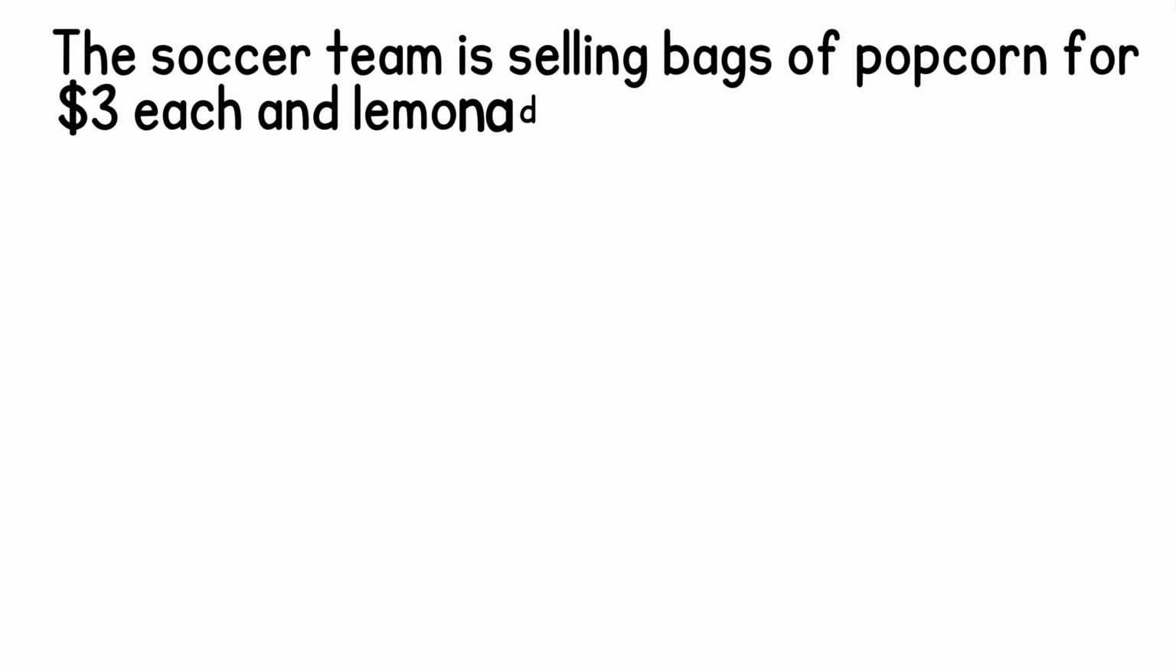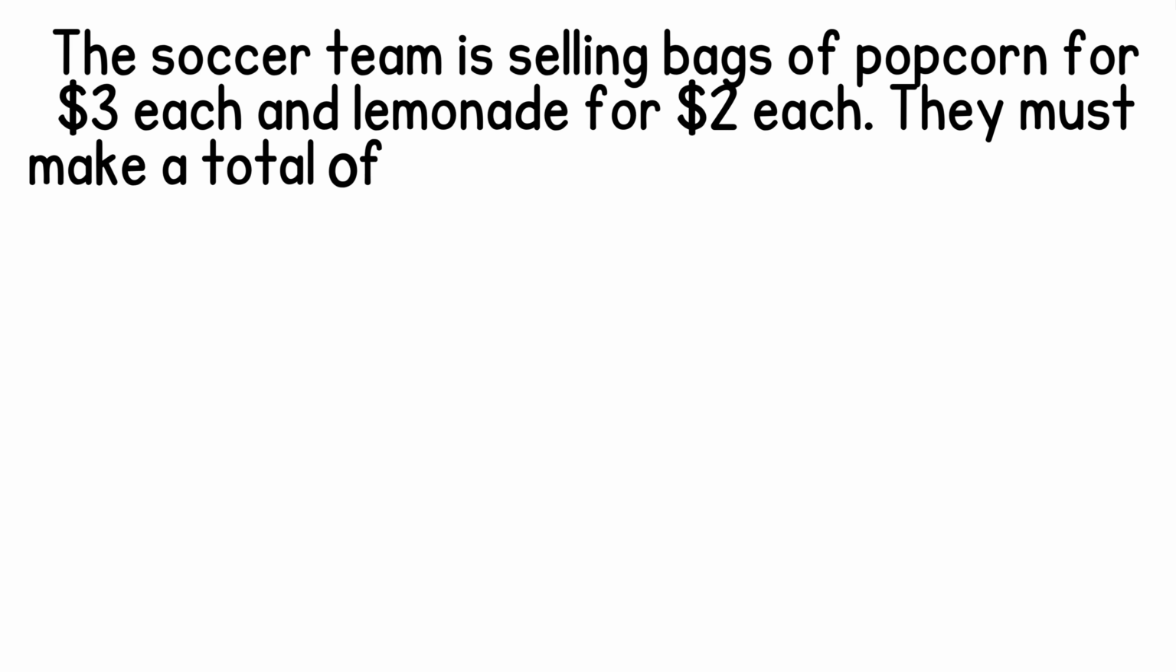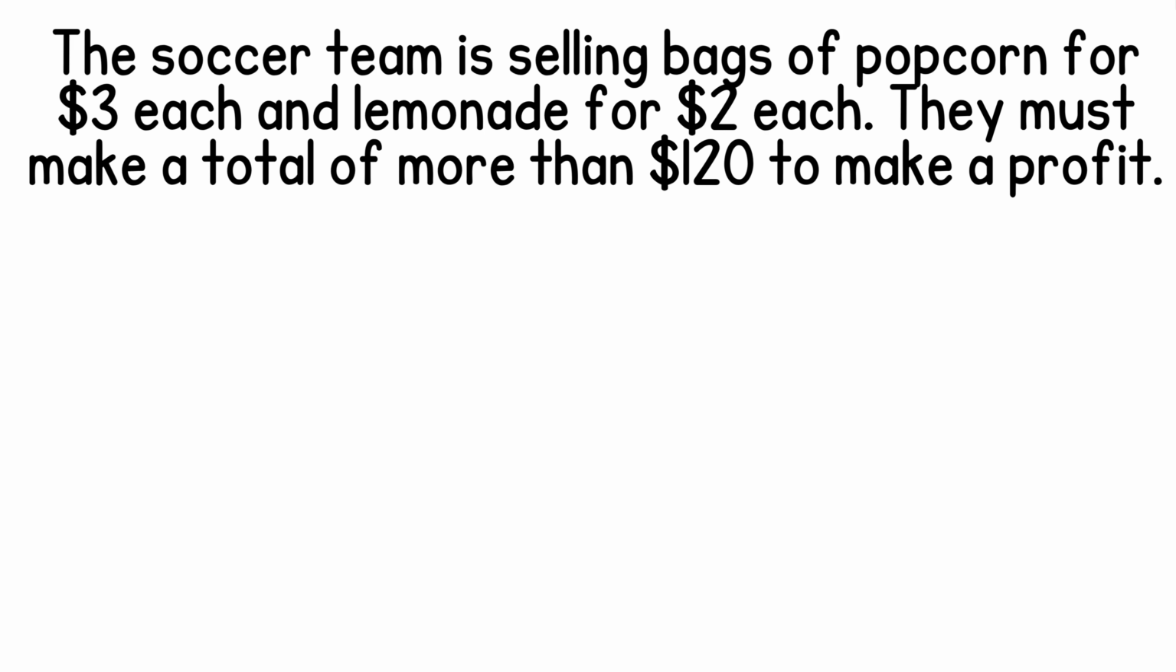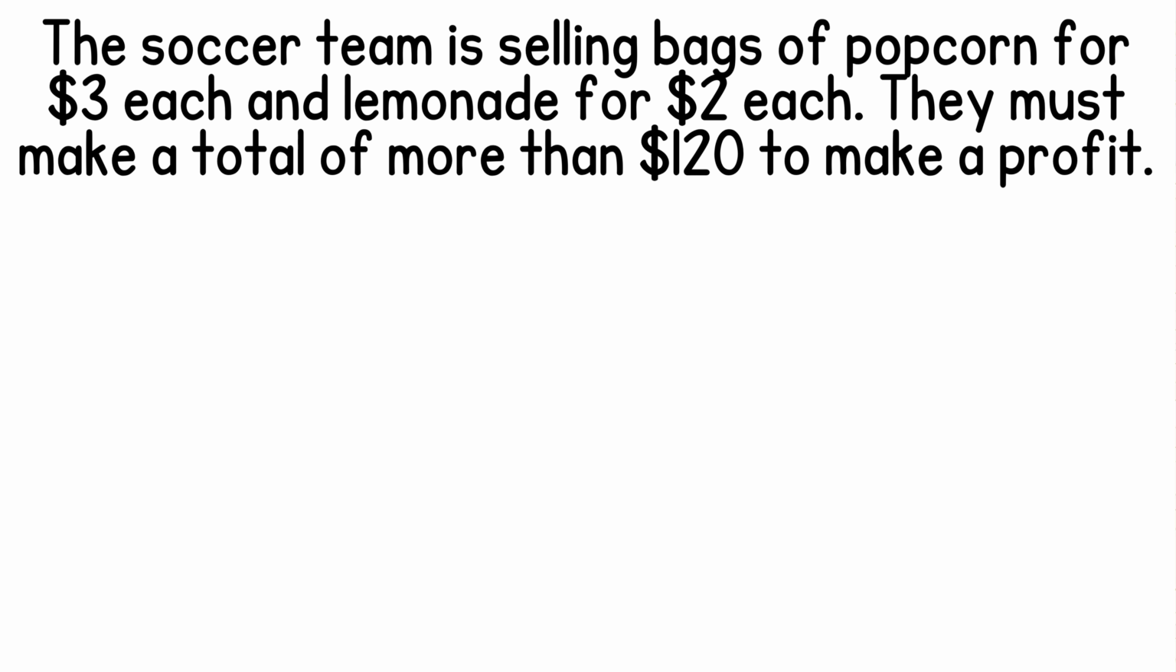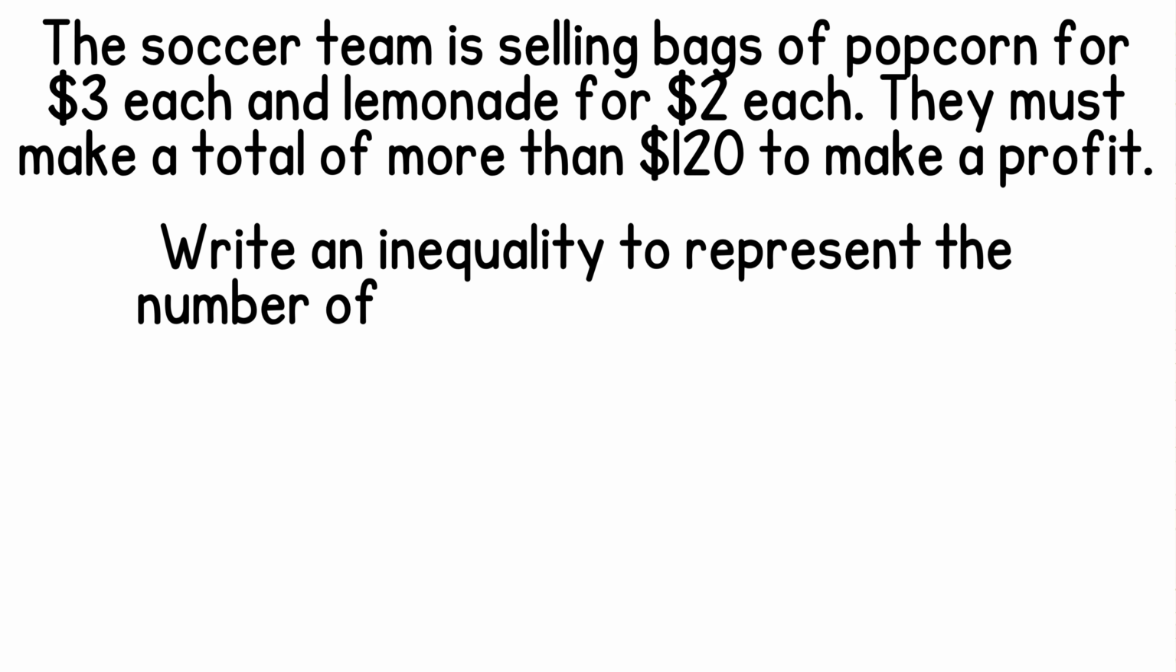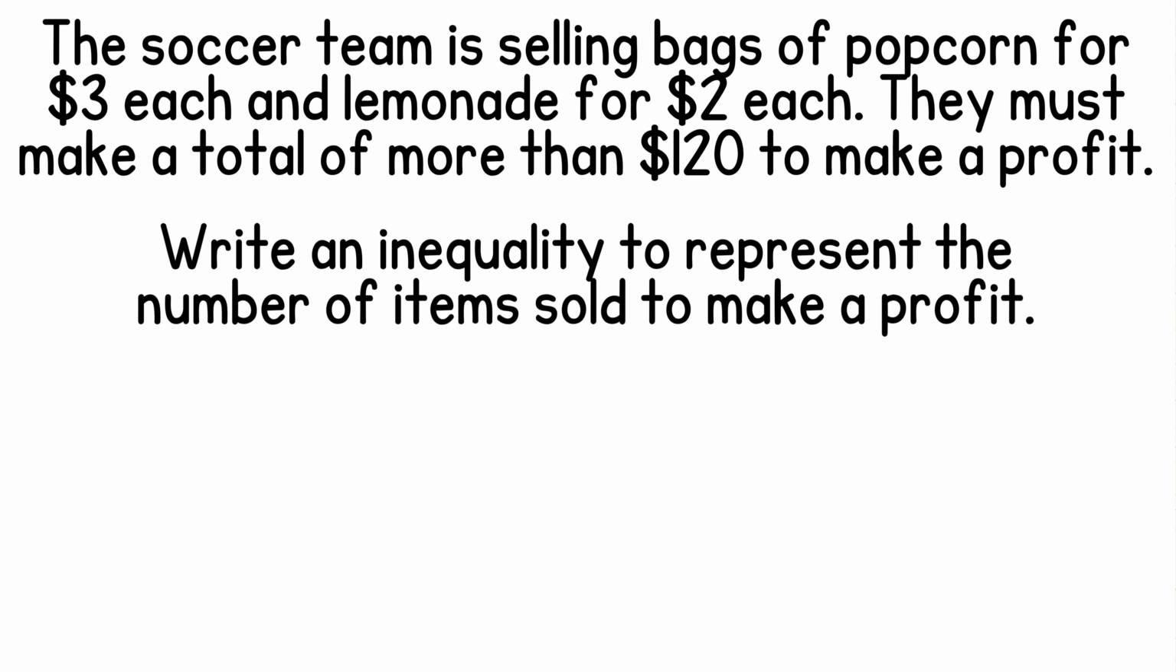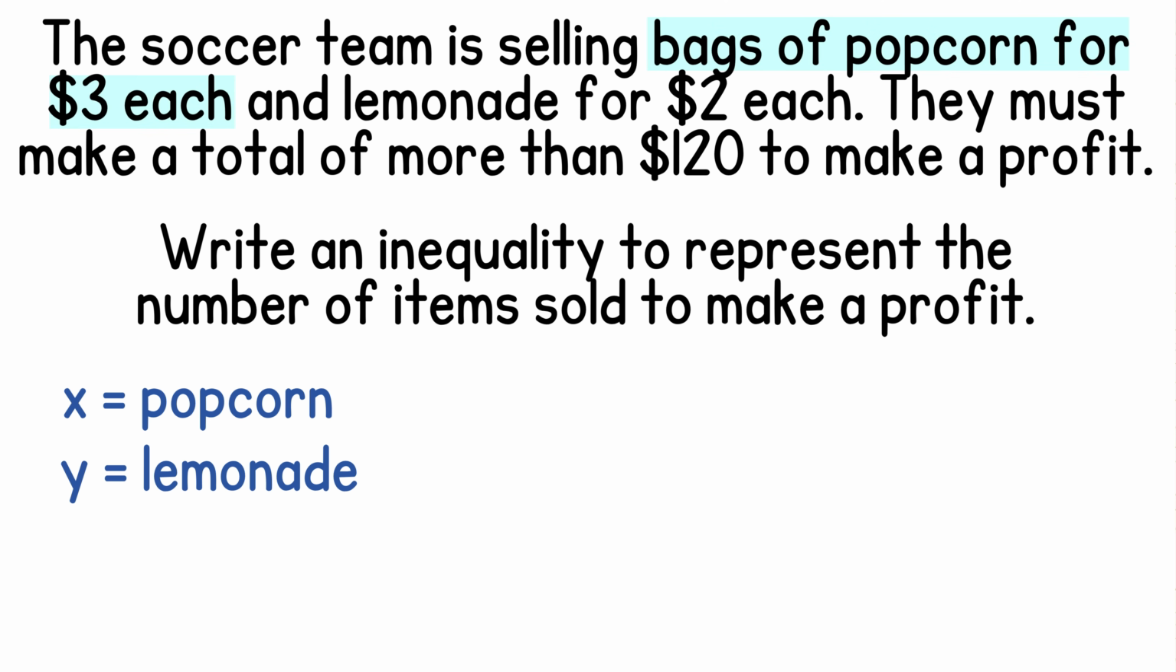The soccer team is selling bags of popcorn for $3 each and lemonade for $2 each. They must make a total of more than $120 to make a profit. Let's write an inequality to represent the number of items sold to make a profit. We'll start by calling X the bags of popcorn, and Y will be the cups of lemonade.